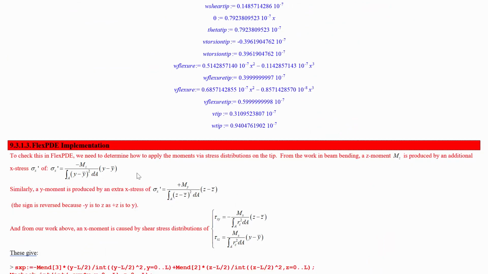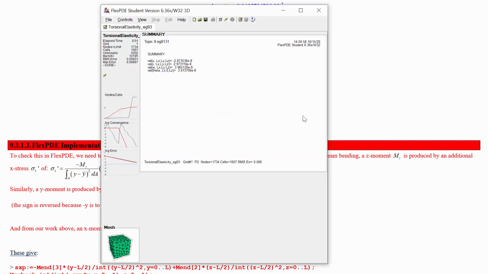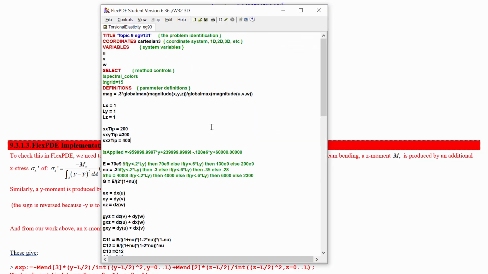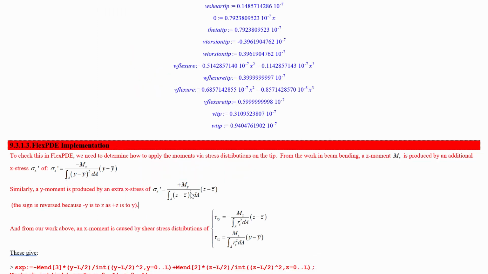To apply this bending moment at the end in FlexPDE, we need to figure out what stress to add that is going to add no net force, but just a pure moment. Fortunately, we've already worked this out in the bending section for how to get a given bending moment in Z or Y on this X surface, and in this section for how to get a given twisting moment on an X surface. So let's incorporate these.